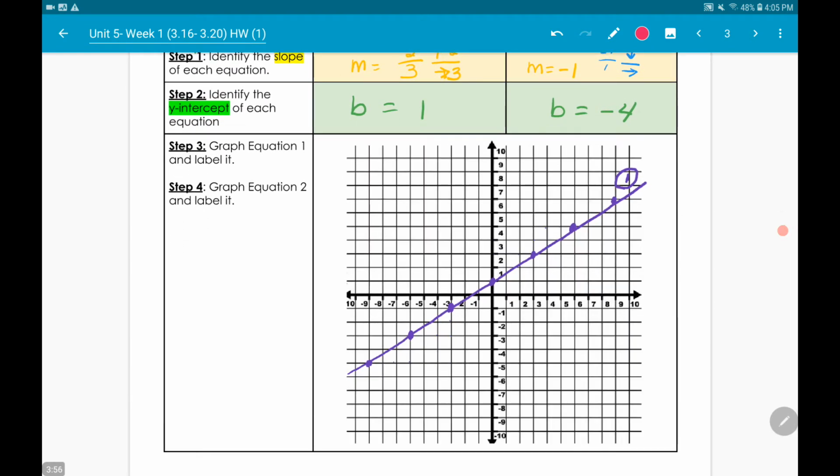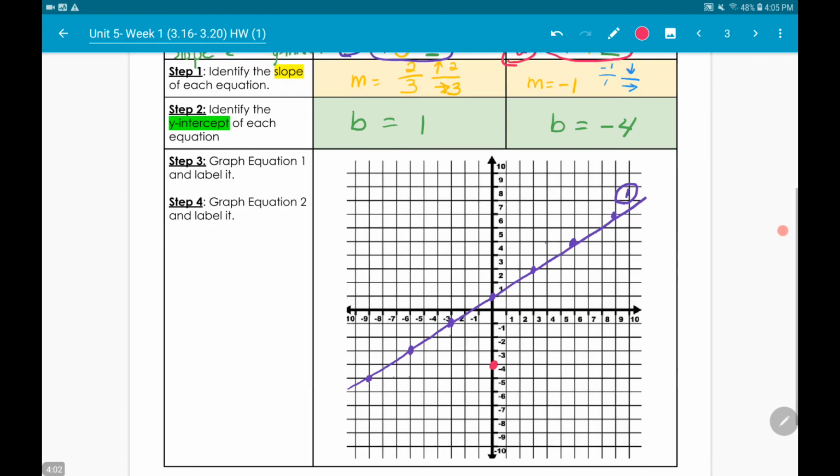Equation number 2 starts at -4. 1, 2, 3. Number 4. And it's down 1 over 1. Down 1 over 1, down 1 over 1. And we'll be back in a second. Okay, and equation number 2 is graphed.